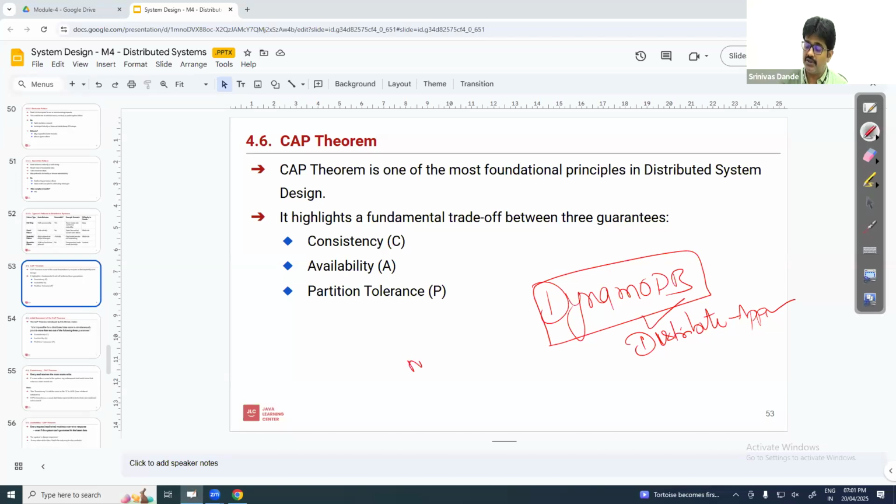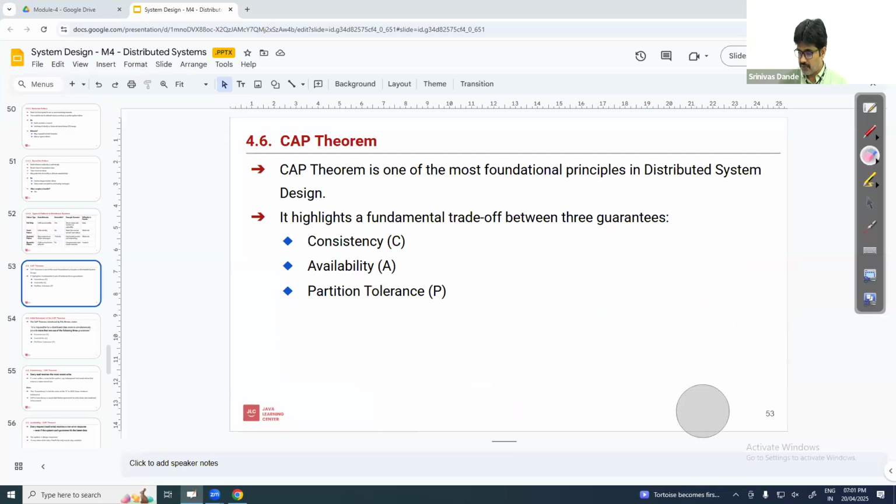Take Netflix, a distributed application. YouTube, a distributed application. Facebook, Instagram, distributed applications. You can develop banking systems nowadays. All banking applications are distributed applications. E-commerce applications are distributed applications, right? So when you design any distributed application, you have to choose which of these three guarantees are required and which are not required.